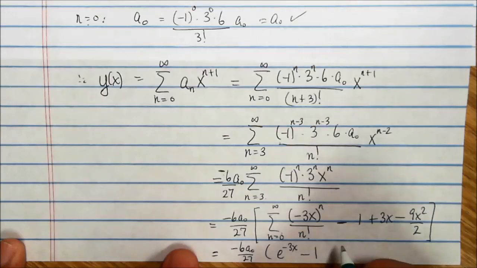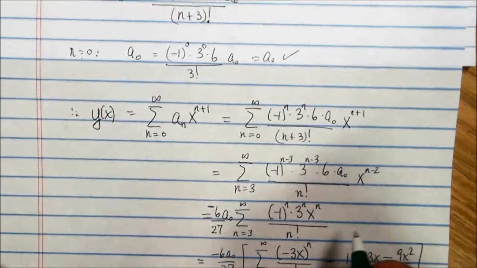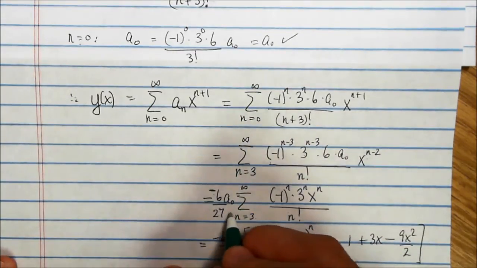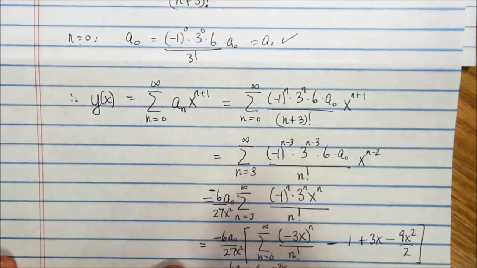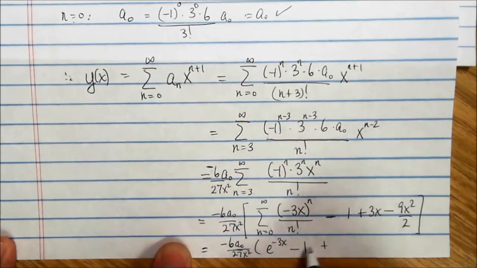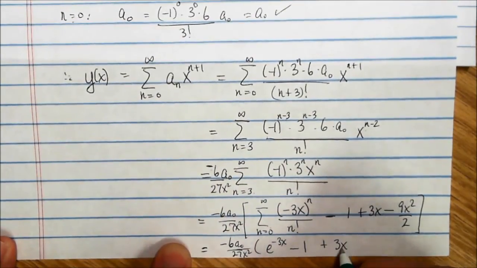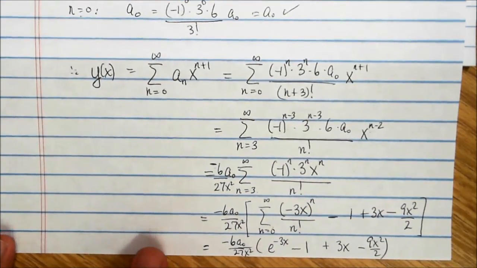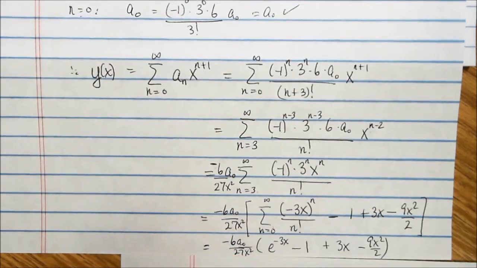Minus 1 plus 3x, and I forgot the x, one other thing I forgot, I apologize. X to the minus 2 here, so I need an x squared down here, x squared down here, x squared down here. So negative 1 plus 3x minus 9x squared over 2. Okay, so the practical upshot is that the infinite series actually is something that is recognizable from our previous studies of Taylor series.